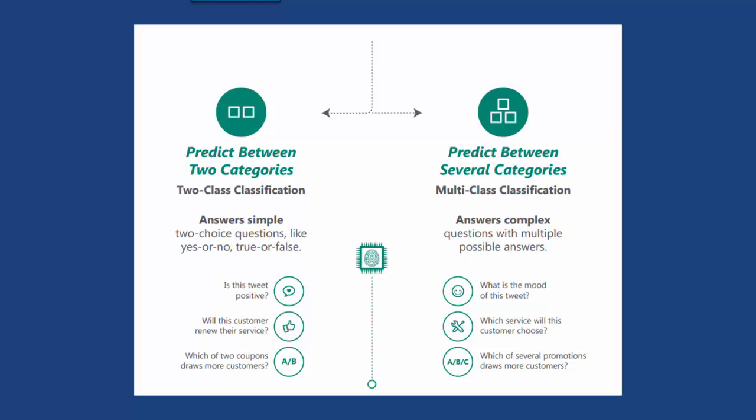So you can have 4 or 5 different kinds of moods. You can be happy, you can be sad, you can be neutral, you can be elated, or you can be disgusted. So there are 5 different classes you want to predict. That's when you want to use a multi-class algorithm.